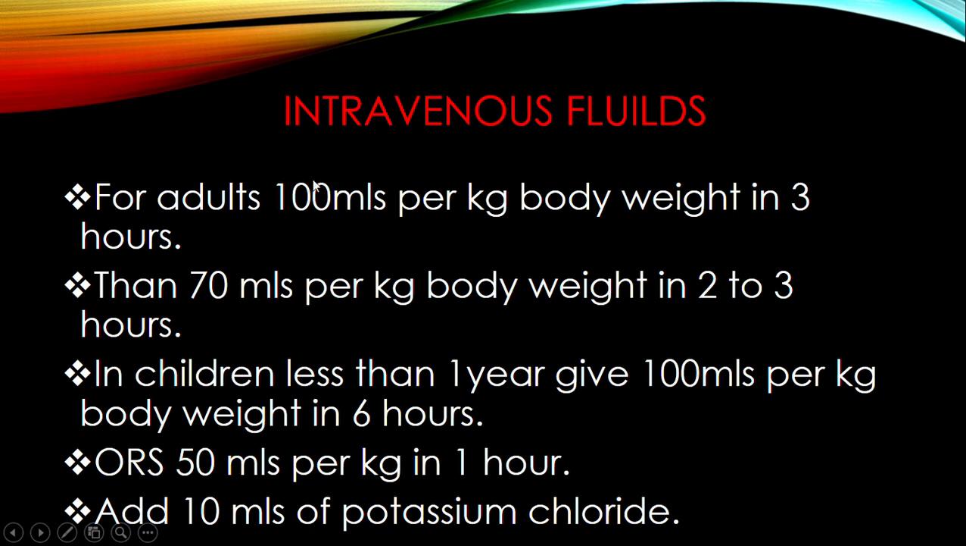For adults, we are going to give 100 ml per kg body weight in the first 3 hours. Then we are going to give 70 ml per kg body weight in the next 2 to 3 hours. In children less than 1 year, we are going to give 100 ml per kg body weight in 6 hours. That's for the intravenous fluids, which are Ringer's lactate or normal saline or 5% dextrose.